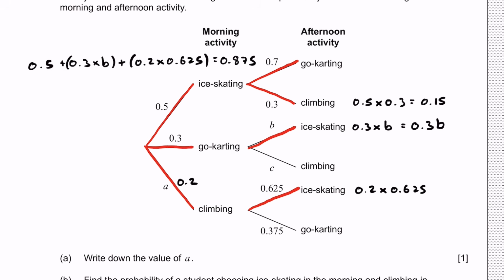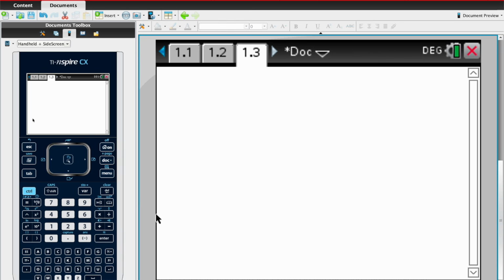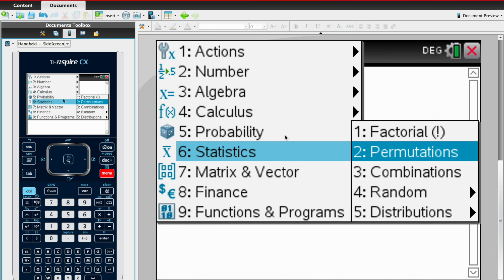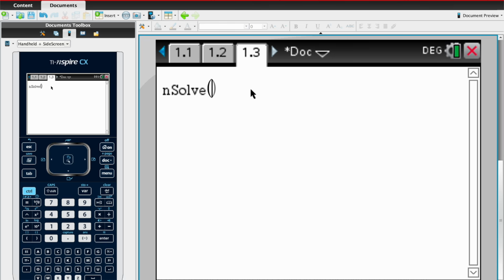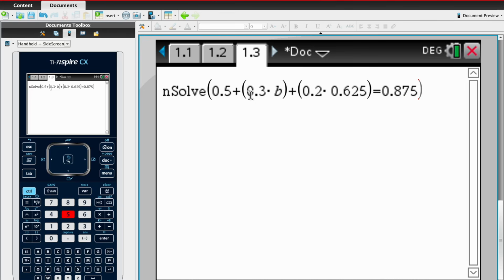With that, we can find B, and after that, of course, we can find C. So let's go ahead and solve this, and then we should be good. We're in probability, but we're looking for a numerical solve. 0.5 plus 0.3 times b plus 0.2 times 0.625. All of this is equal to 0.875. And we want to ask the calculator to solve for b. 50%, this is good, and this is good.